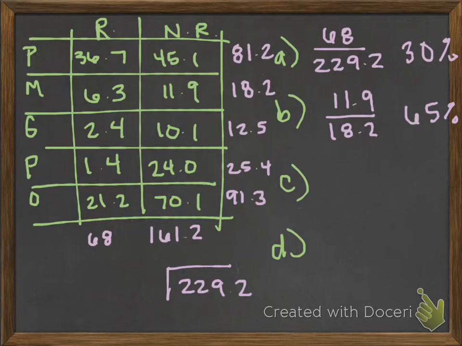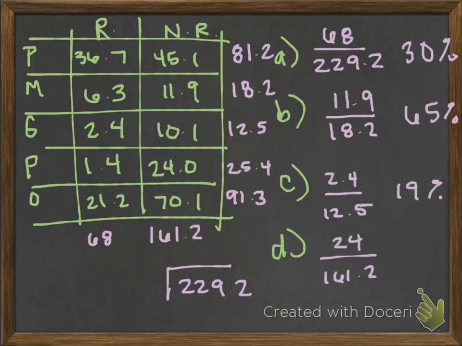Letter C, find the probability it was recycled given that it was glass. So our glass total is 12.5, and of the glass, 2.4 was recycled. So that is 19%. Letter D, find the probability it was plastic given that it was not recycled. So we have 161.2 for the not recycled. That's our total. That's the population we're dealing with. That of the 161.2, 24 is plastic. So that percent would work out to be 15%.